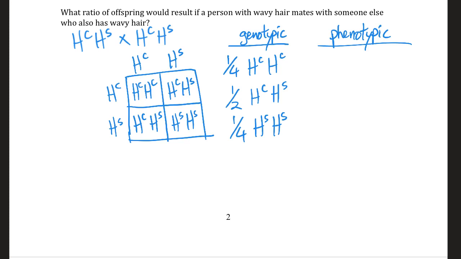Let's do the phenotypic ratio. Phenotypic ratio, we have also 3 different types, because we know that HCHC is curly, so a quarter is going to be curly. We know HCHS is going to be wavy, so half is going to be wavy, and then the last quarter here is straight.